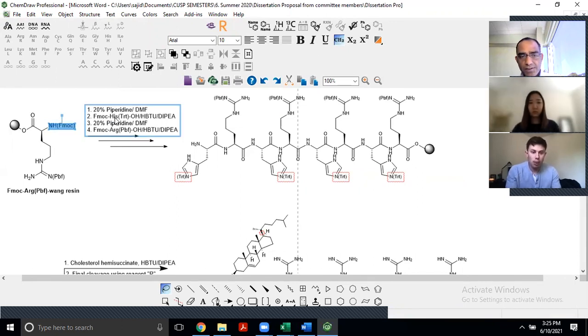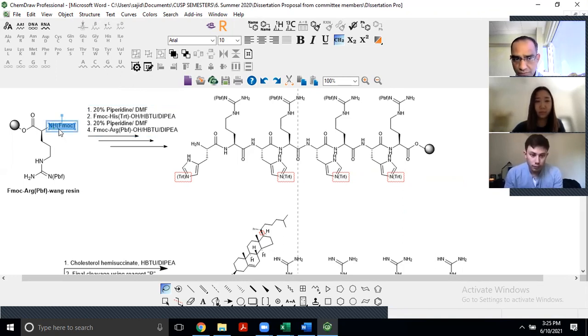Then we will add histidine trityl OH. When we say OH, OH means carboxylic acid group. OH means what? Carboxylic acid group. So this carboxylic acid group will react with this free amine, and it will make what? This peptide bond. So here we have this. If you go here, this is what? Lysine. This is K. Sorry, this is arginine, and this is tryptophan.